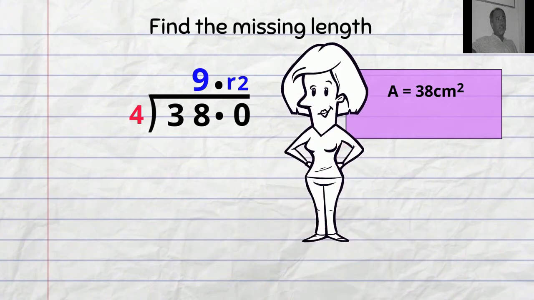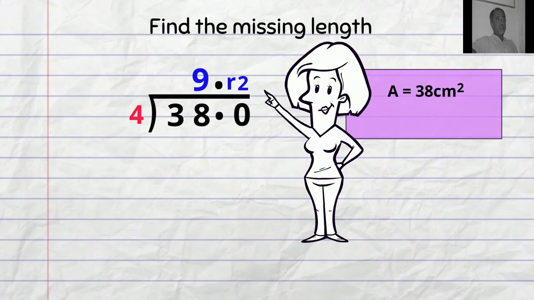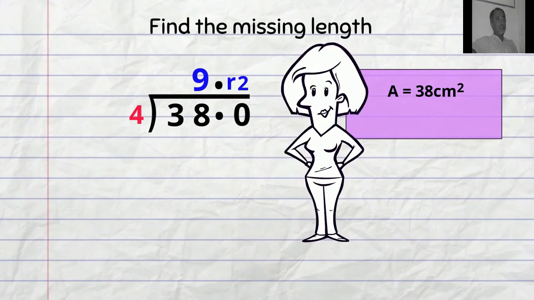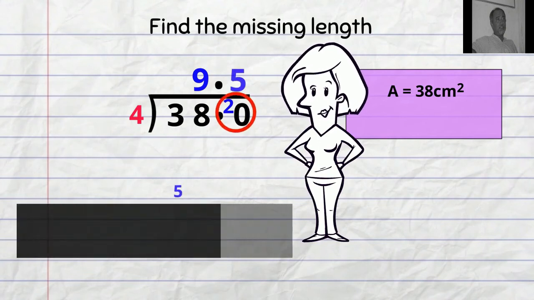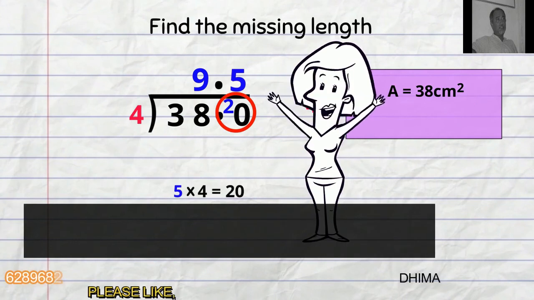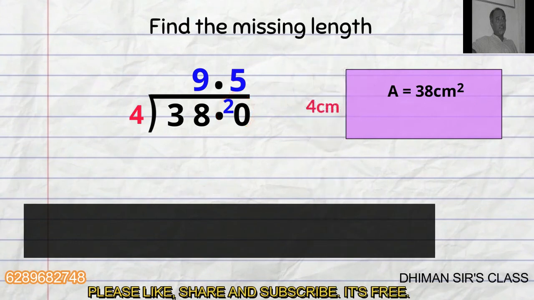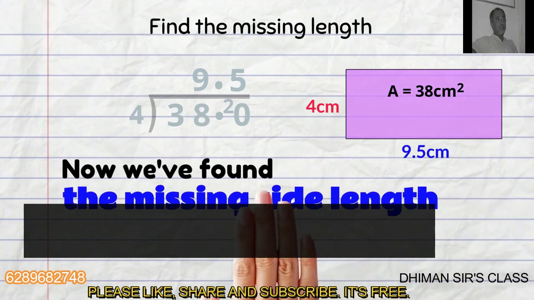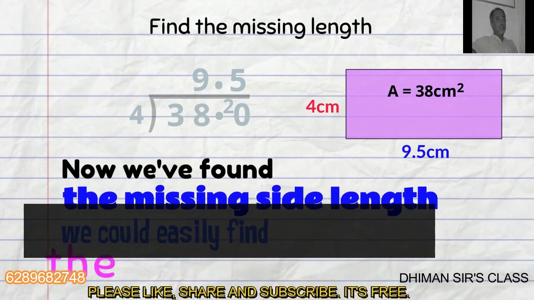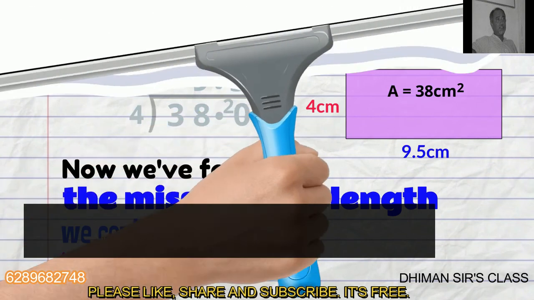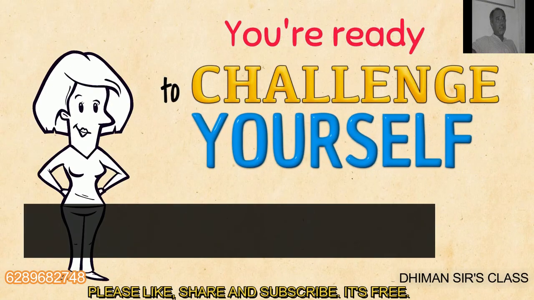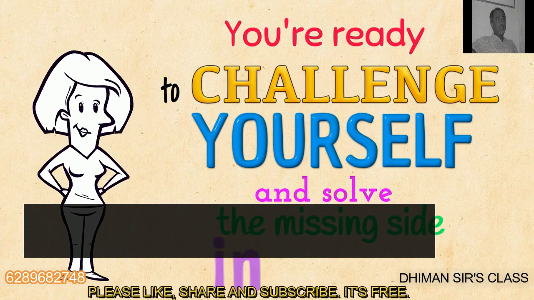Okay, so we know that 38 divided by 4 is 9 remainder 2, and now we can put that remainder in. Now, how many 4's are there in 20? Of course, you know that 5 4's are 20. There's no remainder, so we're all done. The missing side is 9.5 centimeters. And of course, now that we've found the missing side length, we could easily find the perimeter too. And now you're ready to challenge yourself and solve the missing side in any rectangle.